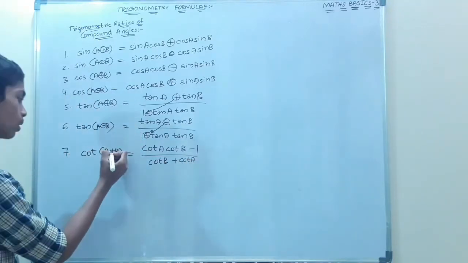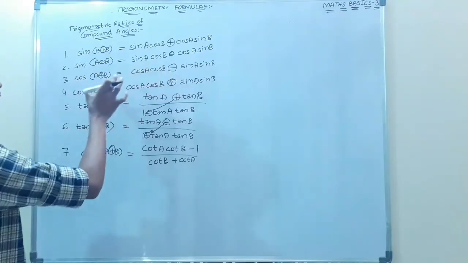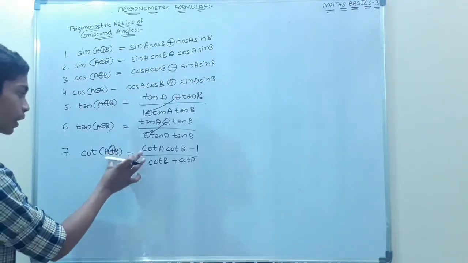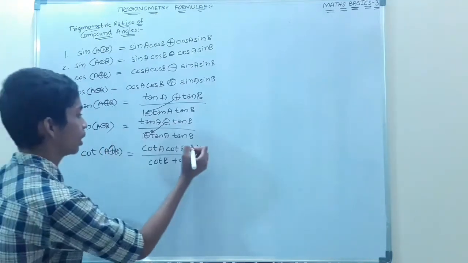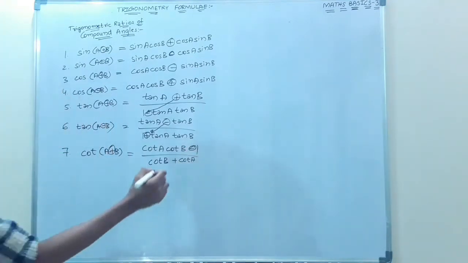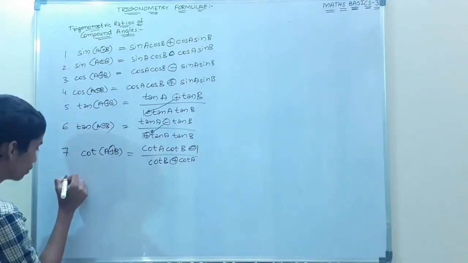And this is opposite. When we have cos, opposite plus to minus and minus to plus, here also we can remember plus to minus and minus to plus. And this is minus in the numerator, and alternative this is plus in the denominator.